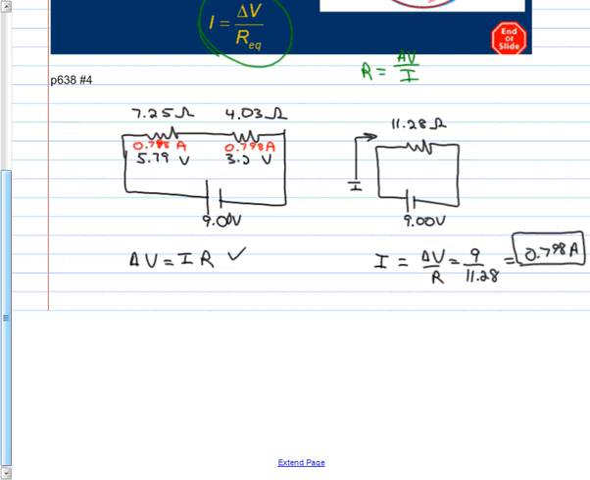I want you to now add up the 5.79 and the 3.22. What do you get? 9.01. Because of rounding, it's just a little bit off. But remember, one of the key things is whatever EMF we supply is going to have to be the total drop as we go around our circuit. So they should equal each other. They're close enough that we can tell that, yes, those things equal each other.